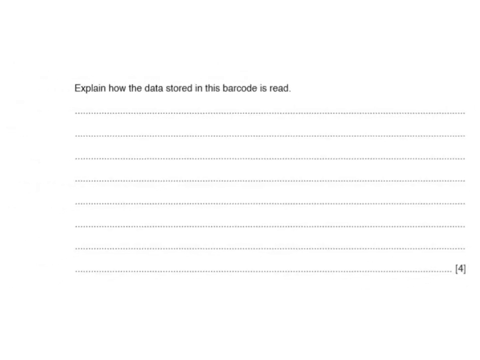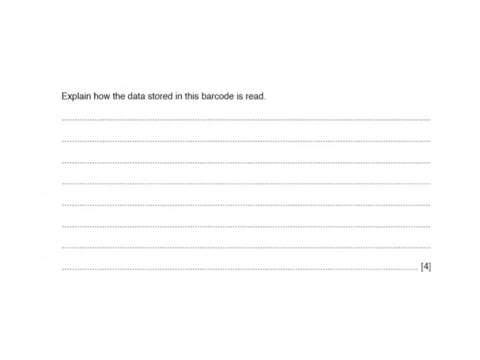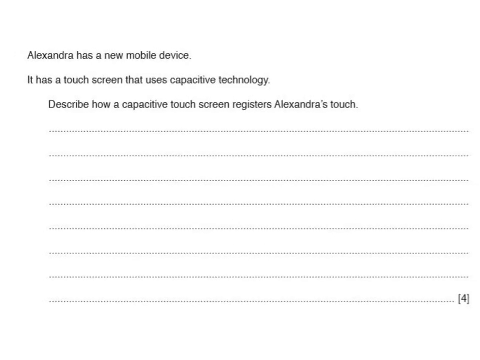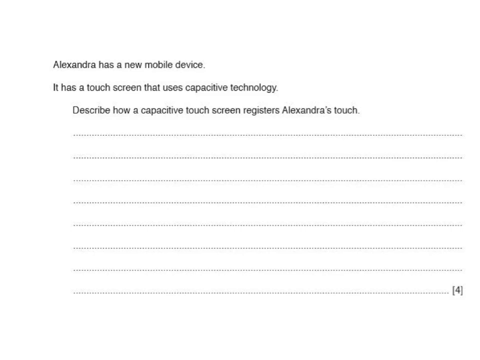Explain how the data in that barcode is read. I believe I've already covered that one, of how you scan it with a camera. The camera turns it into digital. The squares are recognised in red, black and white reflections and so on. Let's see, capacitive touchscreen. So we already covered that one. Again, 4 marks describe. So try for 5 points, if you can, in that one.